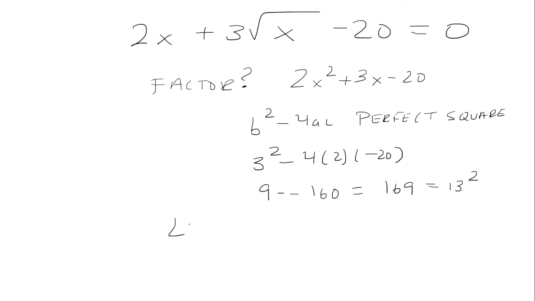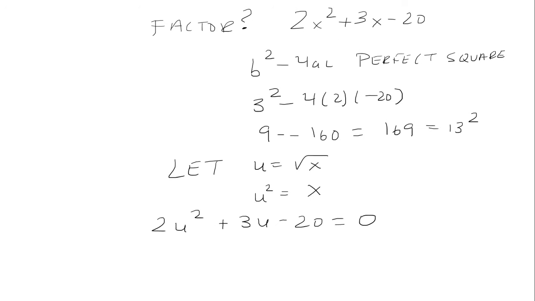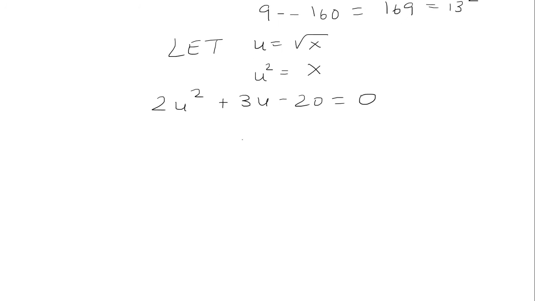So we're going to make a substitution, kind of like the last problem. We're going to let u equal the square root of x. So then x itself would require us to square both sides, which will be u squared. So if I have 2x, I'm going to replace that with 2u squared. And then square root of x is just u, minus 20 is 0. So we're just rewriting this as a quadratic. Think of this as a quadratic in disguise with the correct substitution.